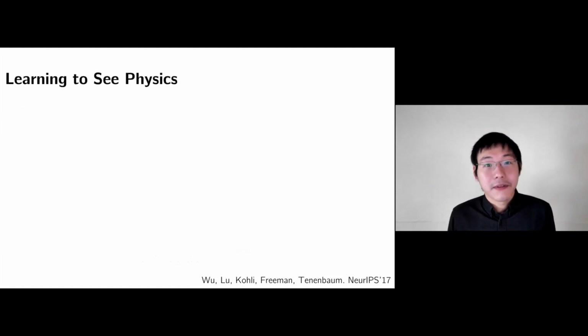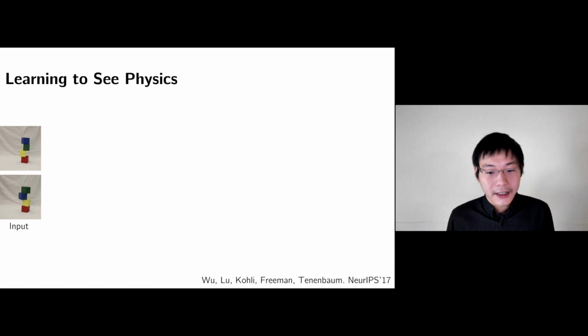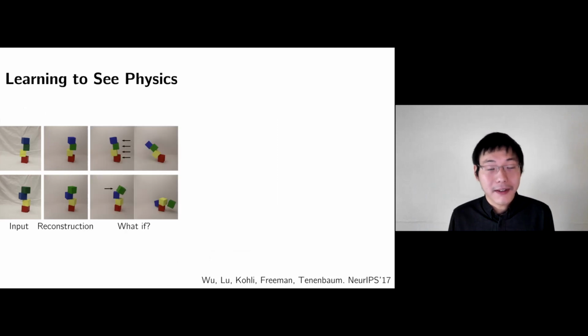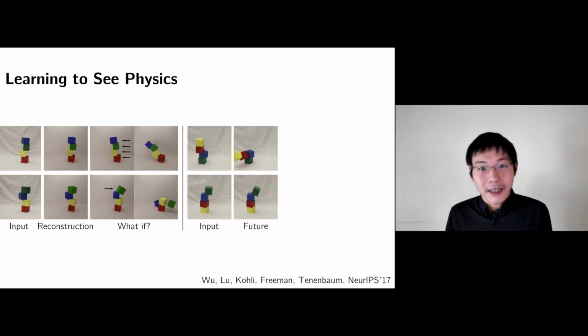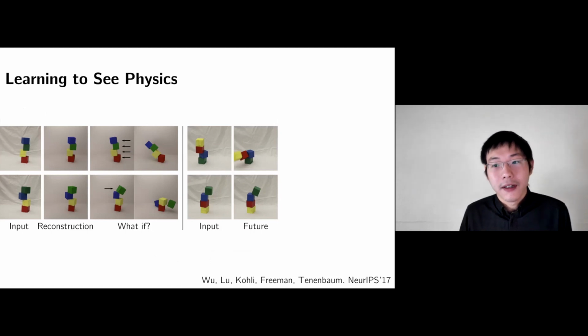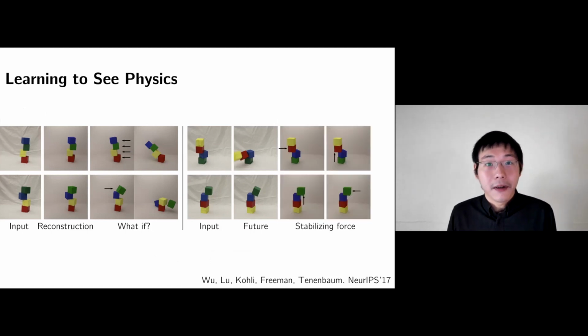It also gives you additional flexibility in controlling or understanding the scene. For example, if I'm given an input image, I can reconstruct it. I can imagine what's going to happen if there's wind coming from the right, or what if I push the object, interact with it. Or if I'm seeing an image of multiple objects and I know the tower is going to fall, then I can reason about what actions I should take, the stabilizing force I should apply, to stop the tower from falling.